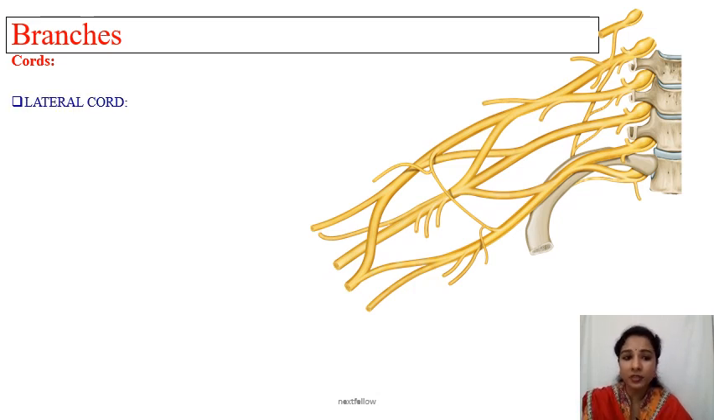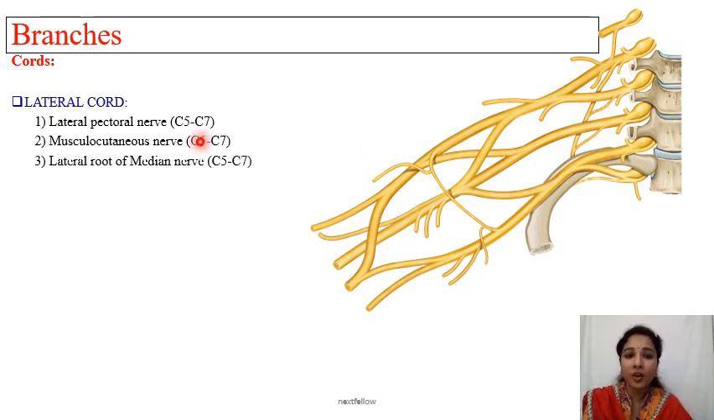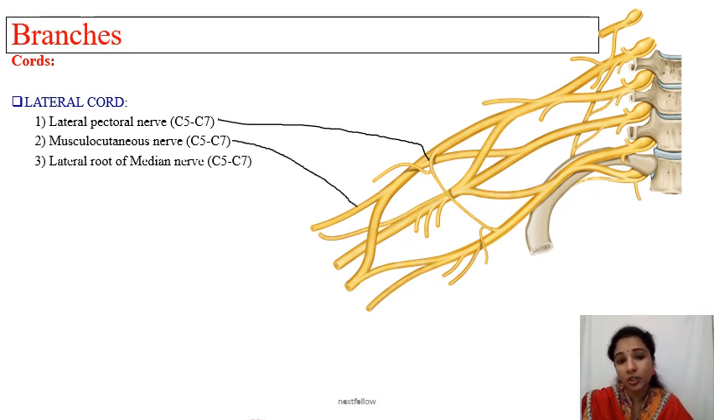So finally, branches from the cords. Lateral cord, we can say LML: lateral pectoral, musculocutaneous and lateral root of median. So the lateral pectoral is this one. This thin branch is the lateral pectoral which supplies pectoral muscles, and musculocutaneous. This is the musculocutaneous, which is the continuation of lateral cord of brachial plexus.